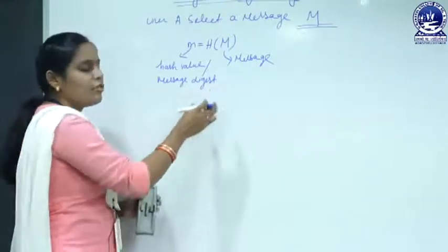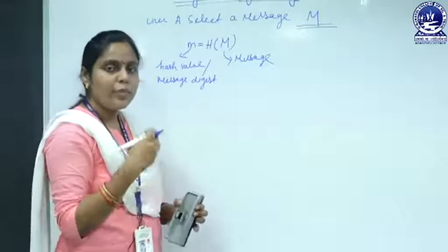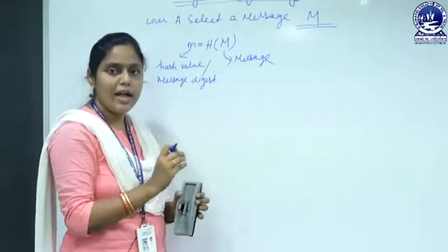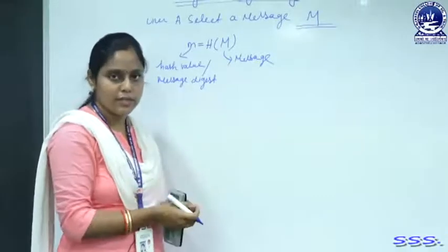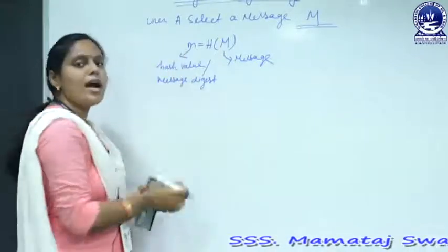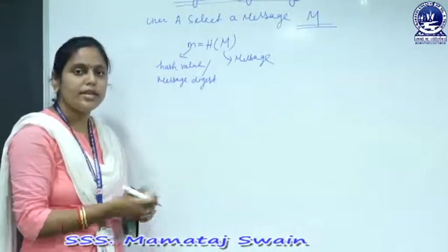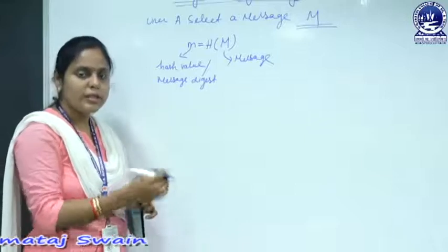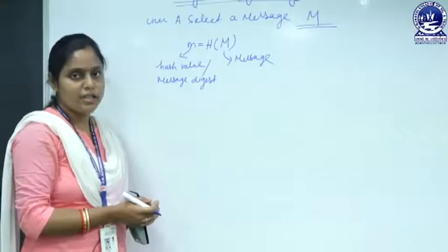Now here the user A selects a message, and after selecting the message, it calculates the hash value of that message. After calculating this hash value, the user A generates its signature. That means it uses the signature generation algorithm.